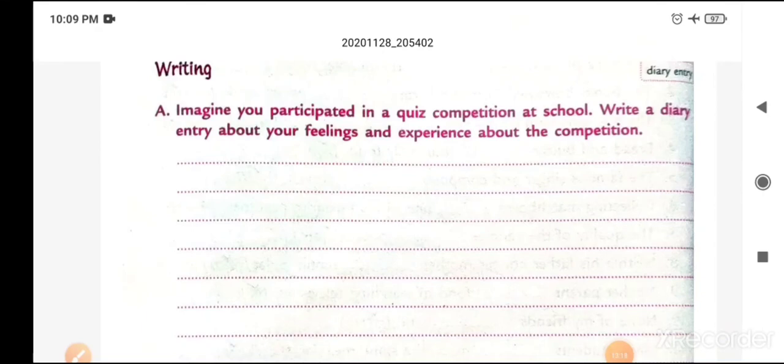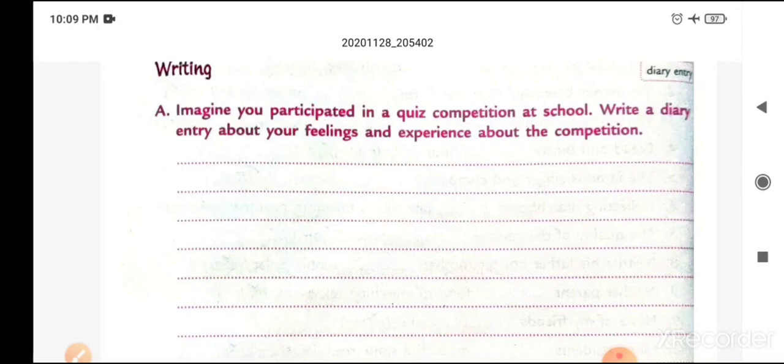For example, you have to imagine you participated in a quiz competition at school. You can start by saying the name, the title of the quiz competition at school, and the date and the place or the venue, and the particulars of the participants, especially your team. You can imagine all those things and you have to write it in your own sentences.